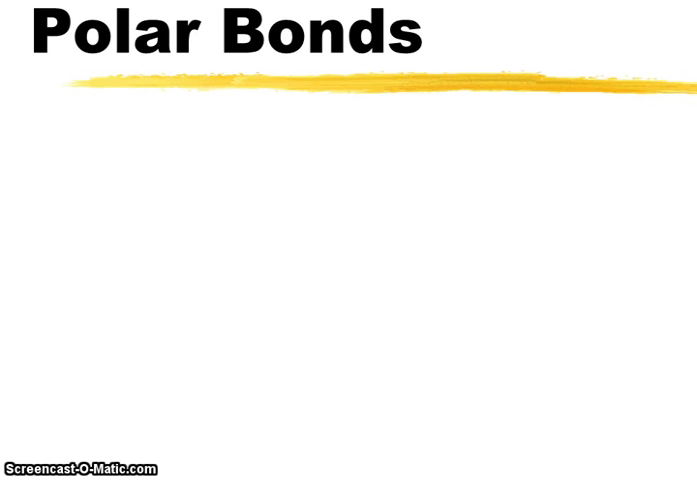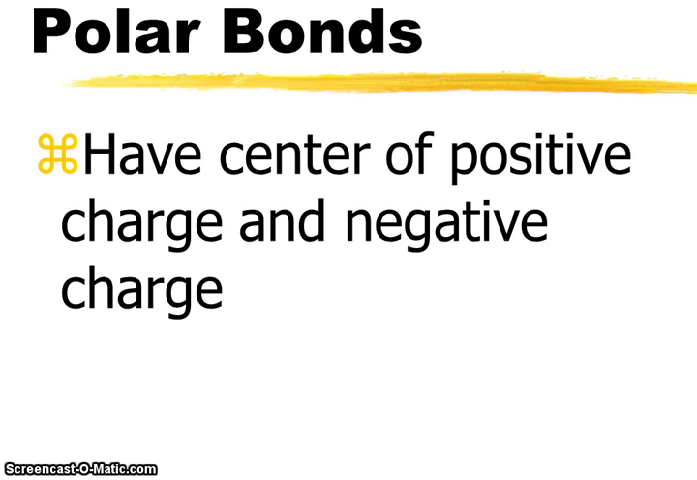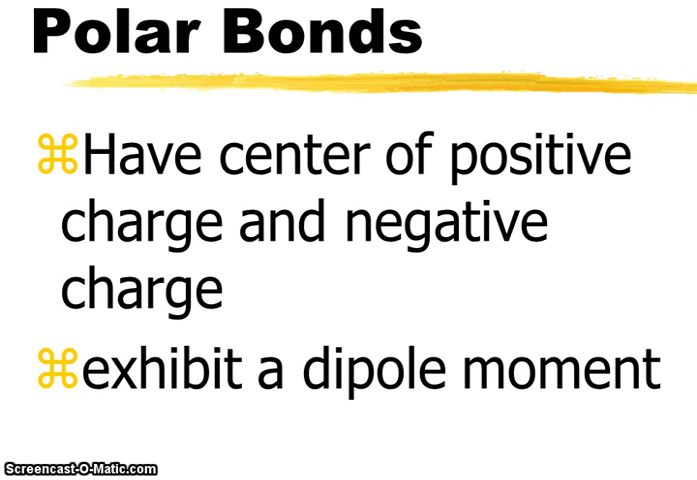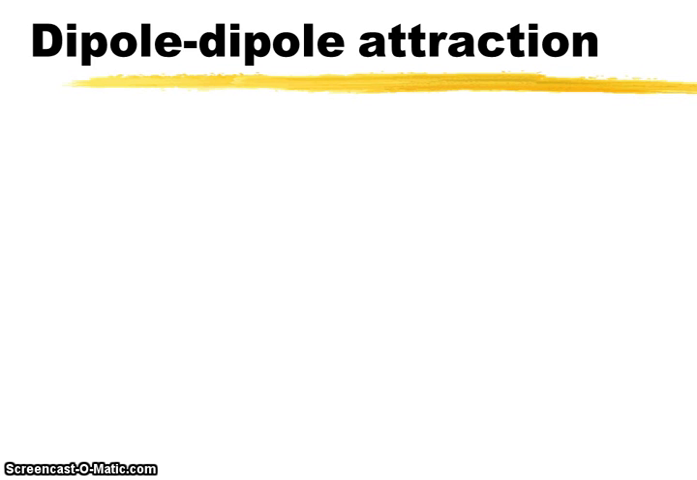So let's review polar bonds that we talked about in Chapter 8. We know that when we look at polar bonds, we're looking at an uneven distribution of electrons. One of the atoms in that bond has a greater electronegativity than the other, so we end up with a center of positive charge and a center of negative charge within the molecule, which gives us a dipole moment, a positive and negative end of the molecule. Well, what that leads us to is a type of intermolecular force called dipole-dipole intermolecular attractions.